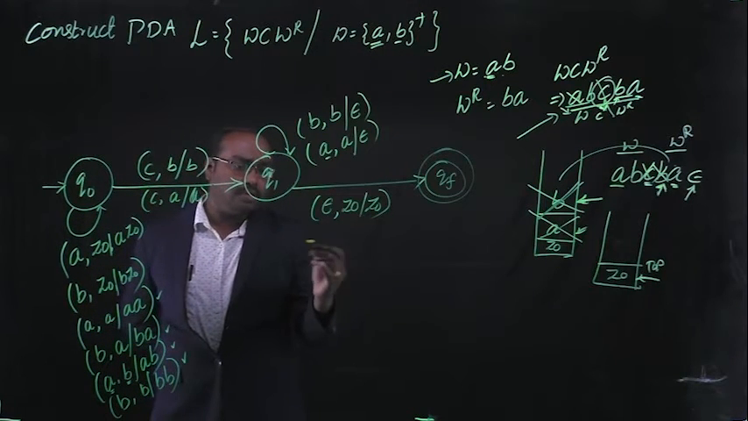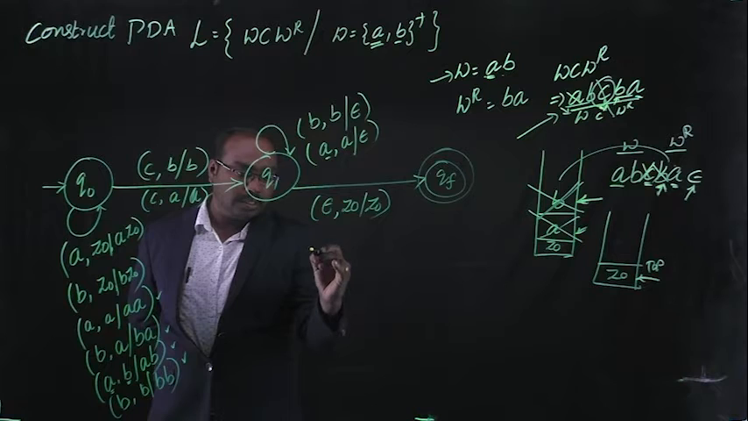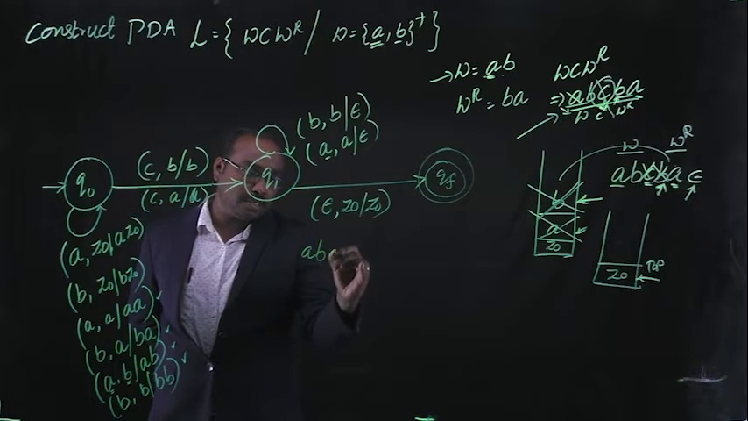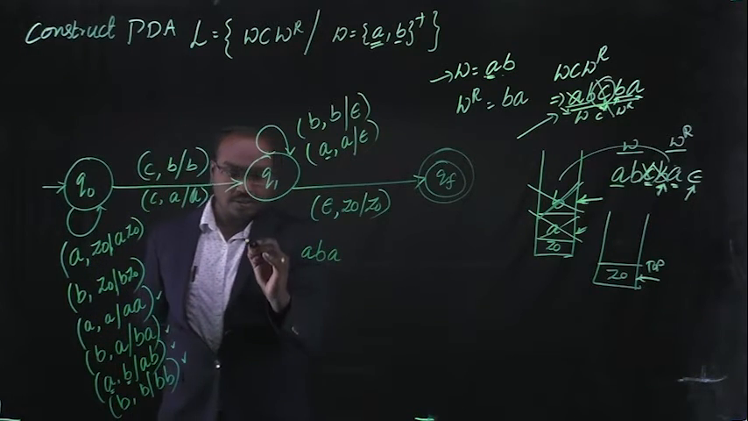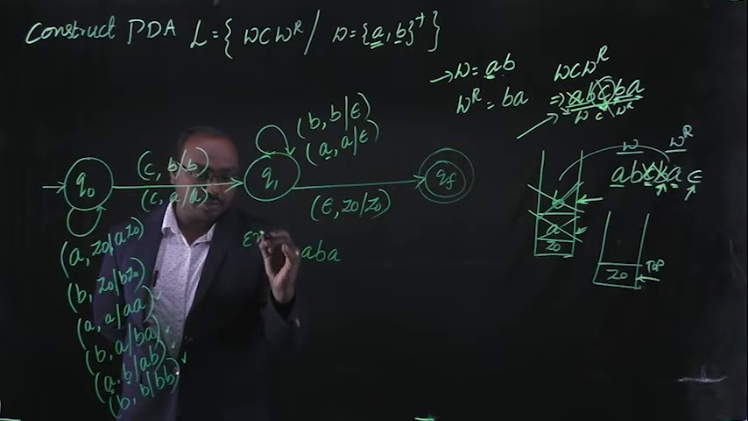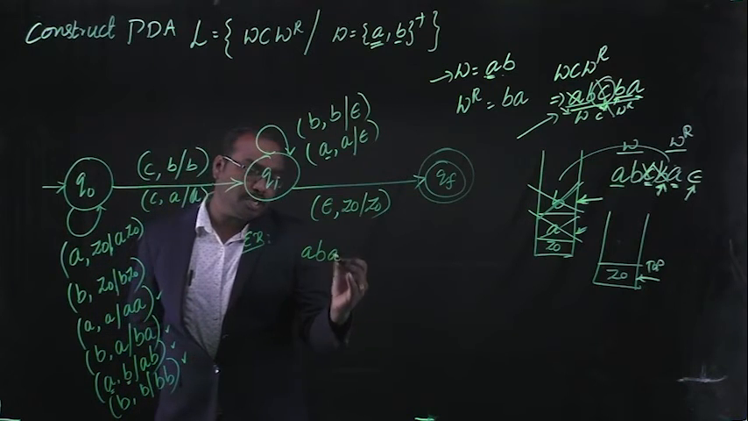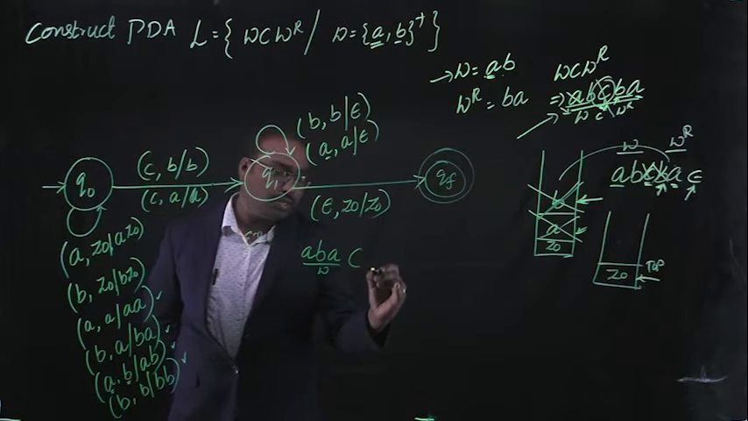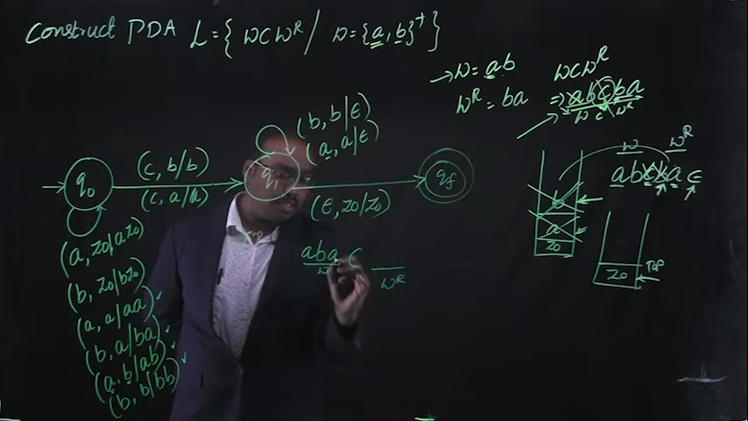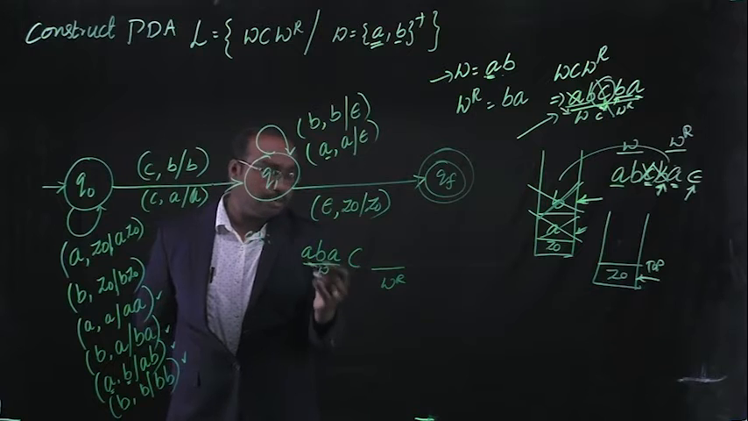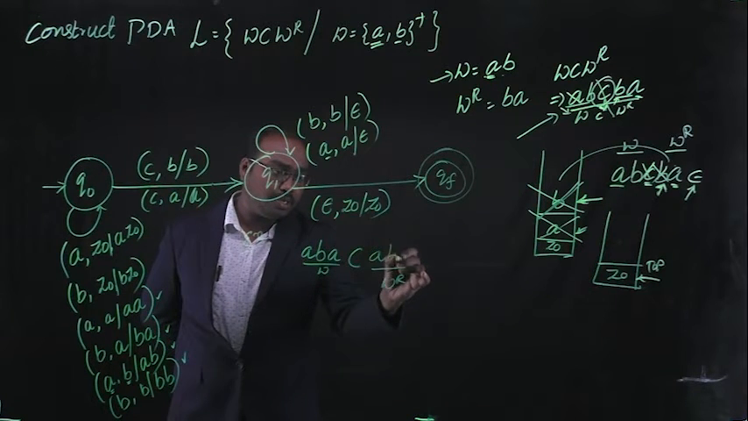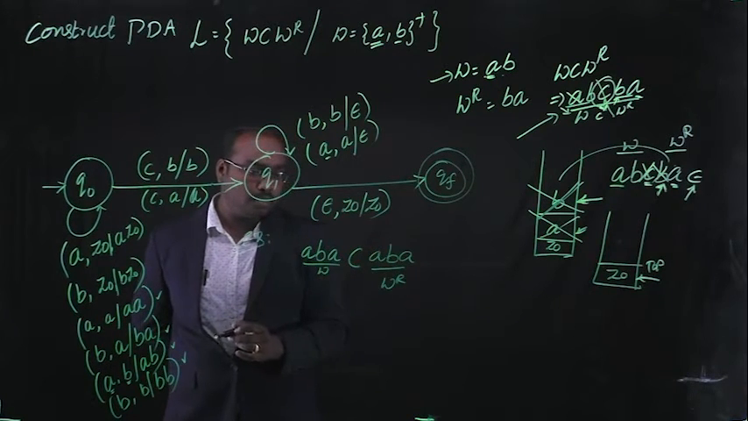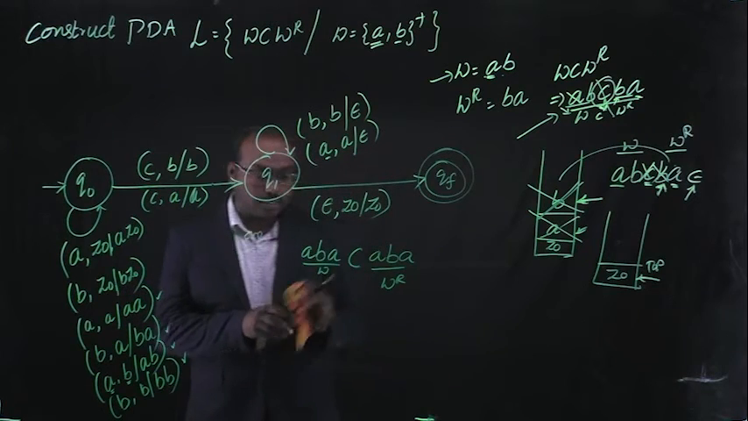I'm taking one string like A, B, A. So this is the example string A, B, A. So this is the W and C. So what is W power R? The reverse of the given string W. That means A, B, A.